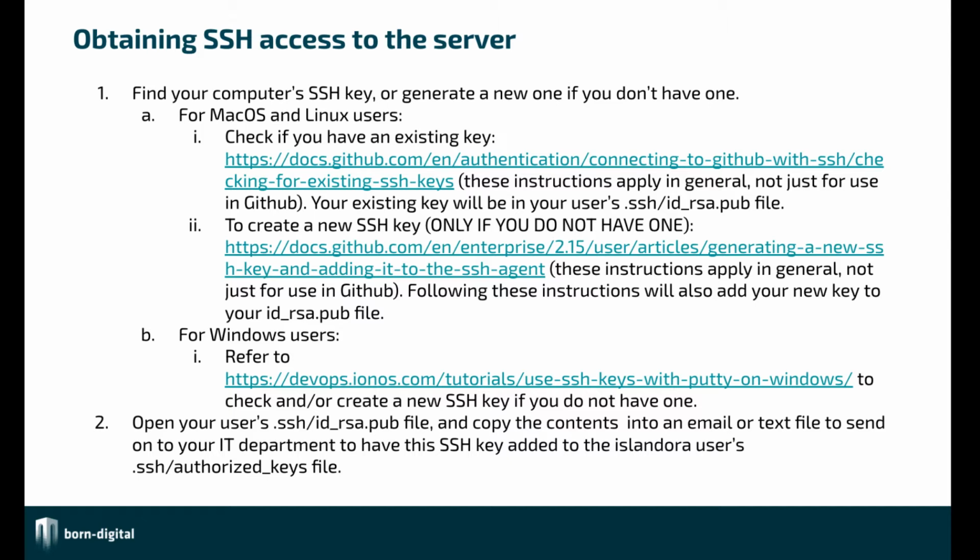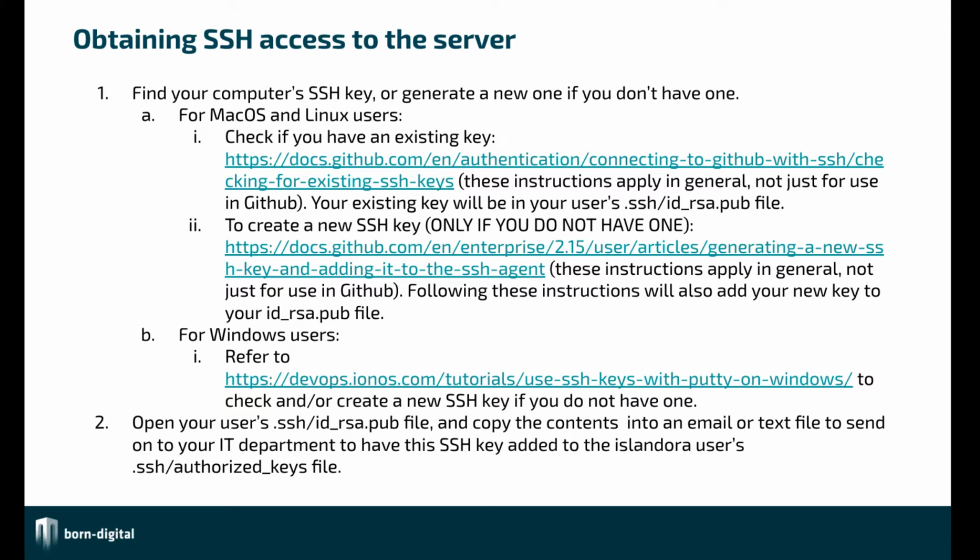First, check if your computer has an SSH key. If you aren't sure if you have one or how to check for one, please follow the instructions on the screen. Find your computer's SSH key or generate a new one if you don't have one. For Mac OS and Linux users, check if you have an existing key with the link shown here. These instructions apply in general, but not just for use in GitHub. Your existing key will be in your user's .ssh/id_rsa.pub file.